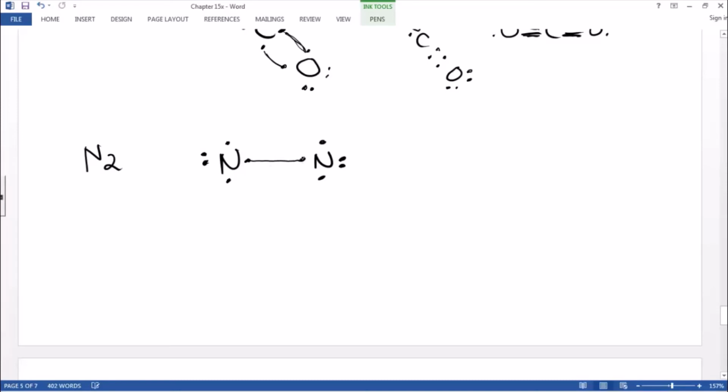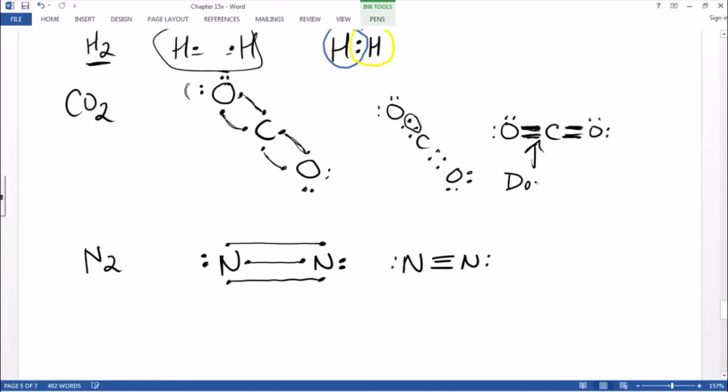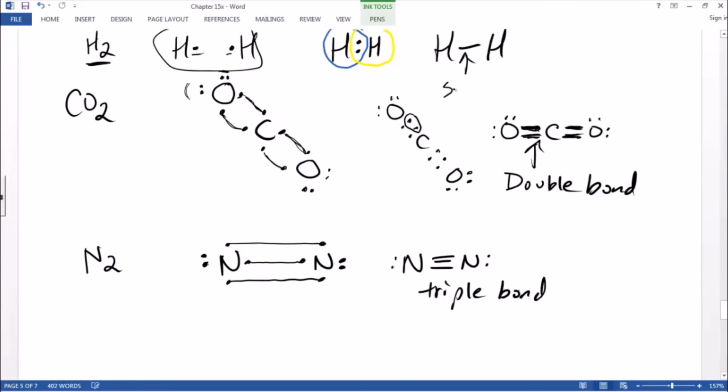These 2 atoms pair up to form a bond. These 2 pair up to form a bond. These 2 pair up to form a bond. Hey, that's a triple bond. Carbon and oxygen is making a double bond. We could draw the Lewis dot structure of hydrogen gas and show a single bond.